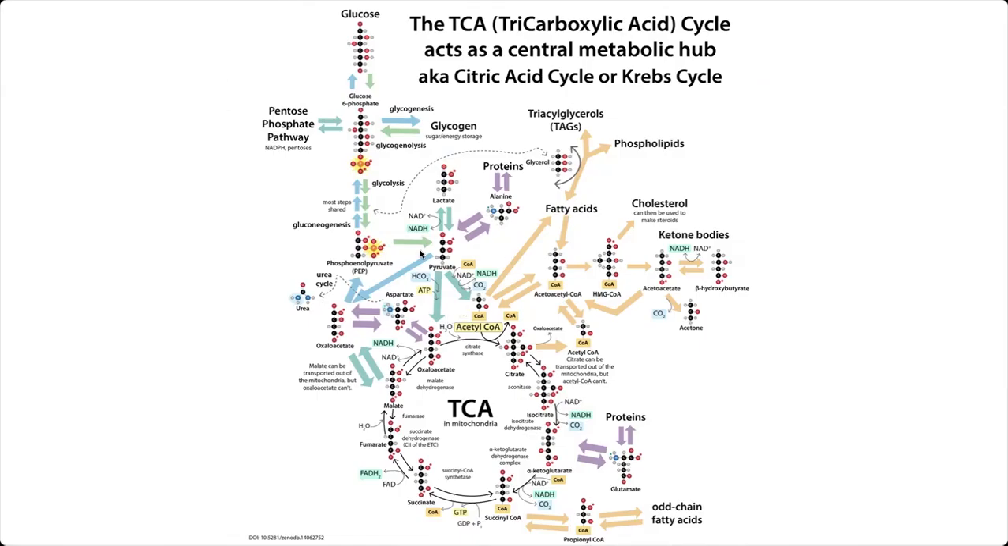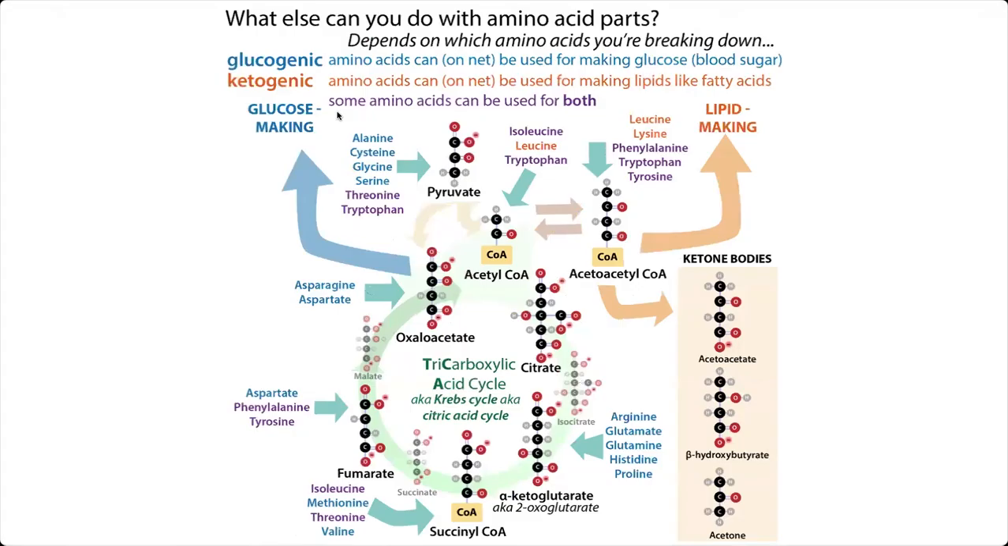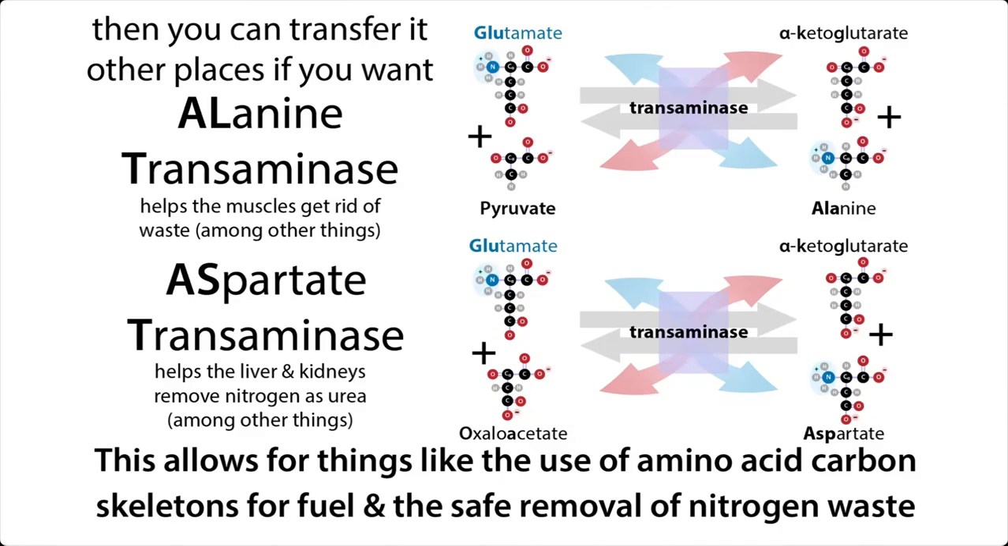You could also take that pyruvate and go this way and make glucose. So we say that alanine is glucogenic, meaning we could be using it to make glucose. We take that pyruvate, we transform it to oxaloacetate, which we can use to make glucose. But in order to do that, we need to be able to remove this amino group and stick a carbonyl in its place. That would give us pyruvate.